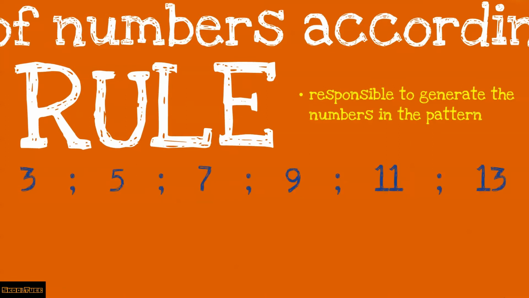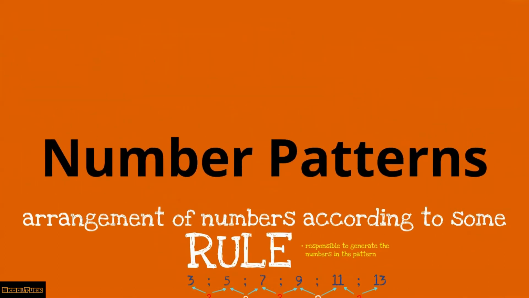Given 3, 5, 7, 9, 11 and 13. In order to find the rule for this pattern, we look at what links these numbers together. We can see that the difference between 3 and 5 is 2, the difference between 5 and 7 is 2, the difference between 7 and 9 is also 2, and the difference between 9 and 11 is 2. The difference between 11 and 13 is, that's right, 2. So we use this information in order to find the rule. But let's quickly recap on some grade 11 work.